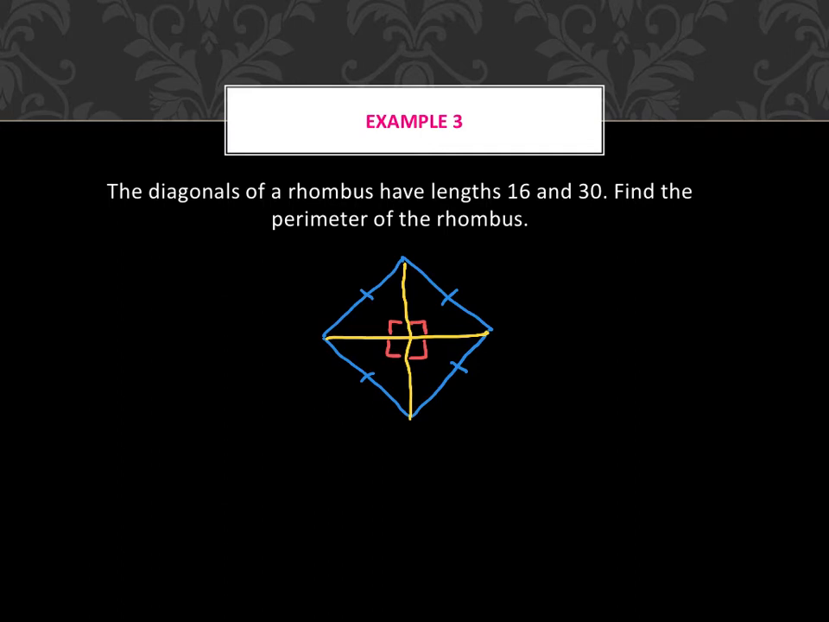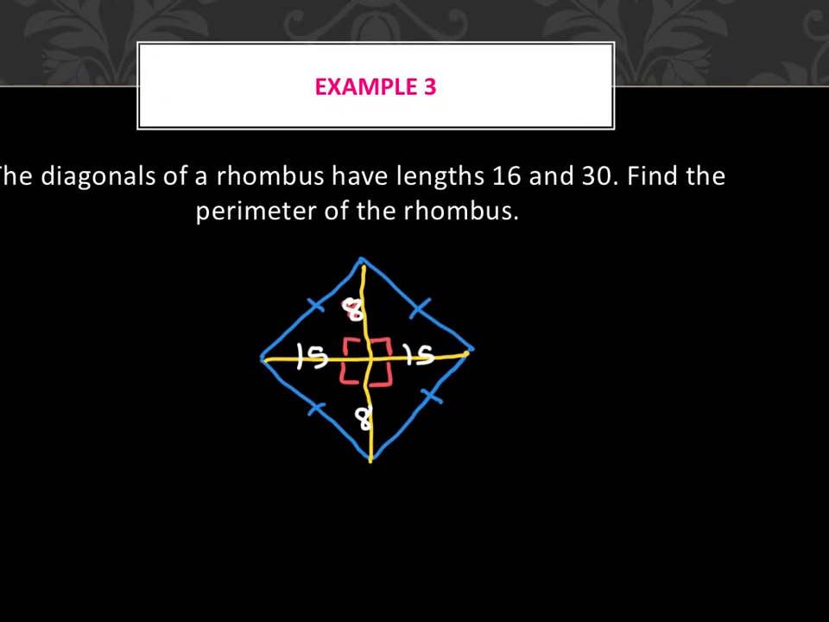I also know that the diagonals of a rhombus bisect each other, because that is a property of a parallelogram, and a rhombus is a parallelogram. So I could make the 16 go up and down, so I could say this one's 8. Let's say this one's 8, 8, and then 15 and 15. Now I'm not going to work with the whole rhombus here. I'm only going to focus on one of the right triangles. And the missing side of that right triangle is going to be my hypotenuse.